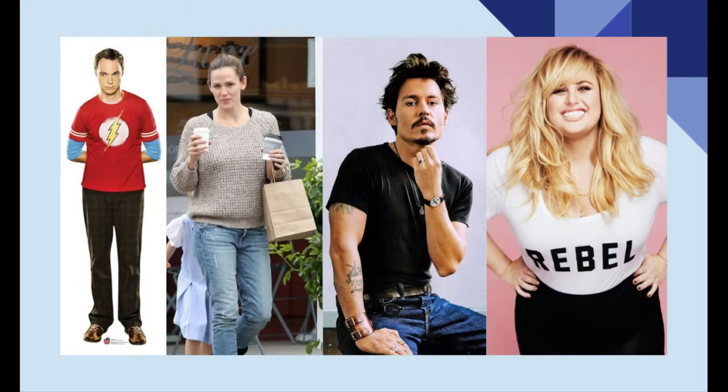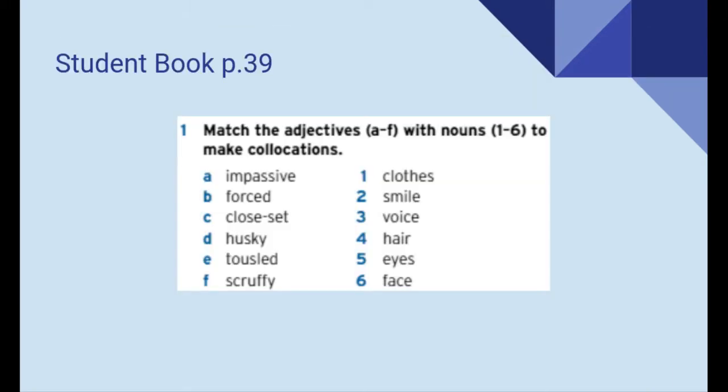Now, we are going to review talking about people and their looks. So, the first thing that I want you to do is to go to your student book, page 39. Here, you're going to match the adjectives with nouns to make collocations. For example, impassive clothes, impassive smile, impassive voice, impassive hair, impassive eyes, or impassive face. That's right, the answer would be impassive face. Pause the video while you match the rest, please.